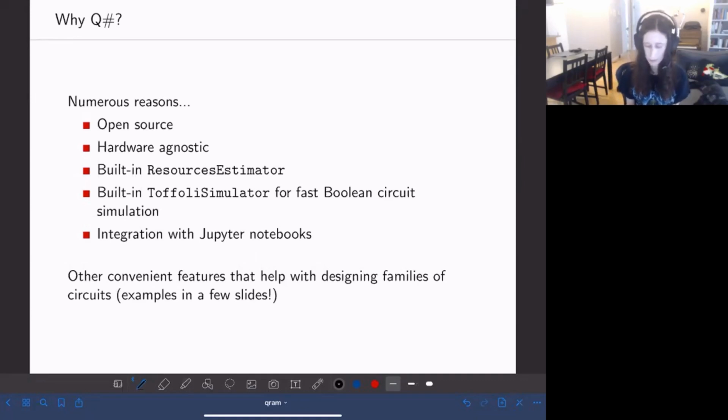But it also has some really neat built-in tools. Specifically, it has a built-in resource estimator, which makes it very easy to do resource estimation. So rather than me writing out formulas by hand, I can just ask the resource estimator how many T-gates this circuit has. It's very convenient. It also has tools for fast Boolean circuit simulation, which means that we can simulate these qROMs very quickly. And there are a couple of other things that I'll highlight in the slides.